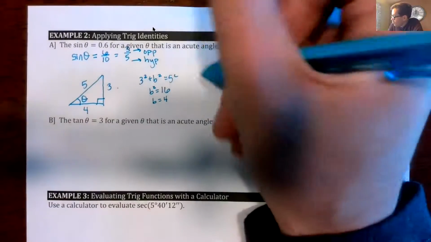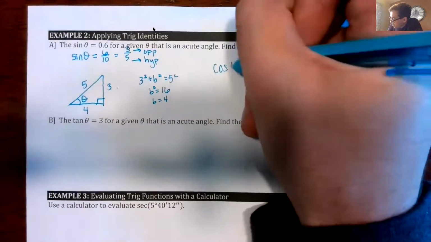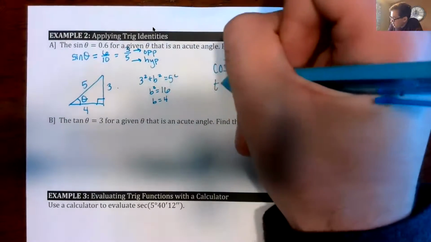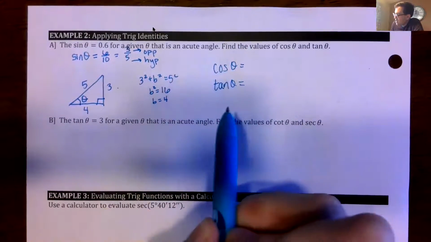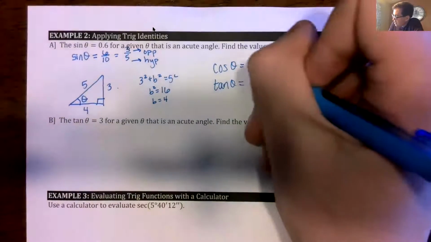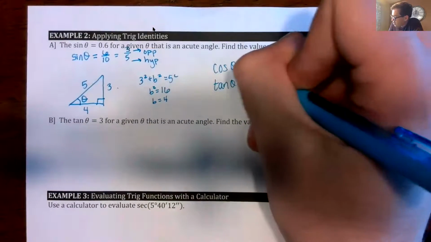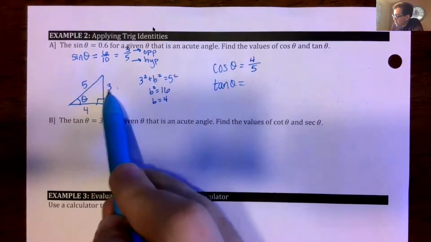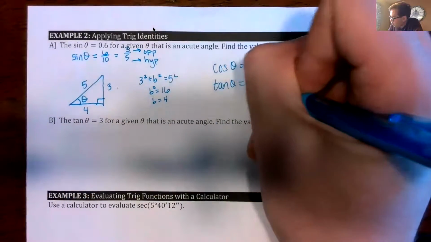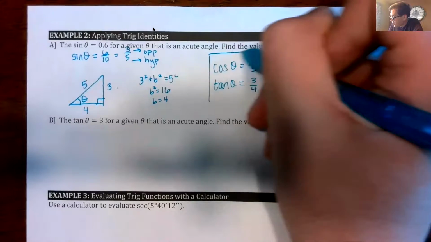Okay, so now we want to think about what is the cosine and the tangent of this angle. And we're just going to use SOHCAHTOA to help us solve that. So cosine is the adjacent over the hypotenuse. And now that we have this triangle sketched, it's really not that bad, right? It's just 4 over 5. Tangent is going to be the opposite over adjacent, or 3 over 4. And that answers the question.